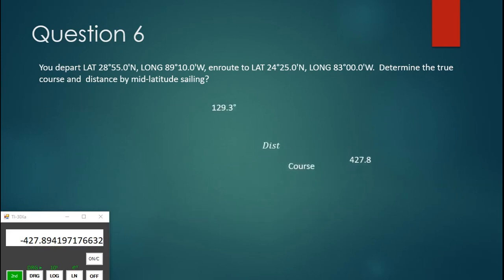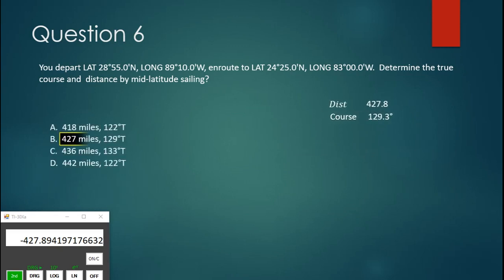And if we look at our answers here, answer B is 427 miles and 129 degrees true. Again, the decimals are not exact, but when you're talking 8/10 of a mile over 427 miles, that's not really that big of a deal.